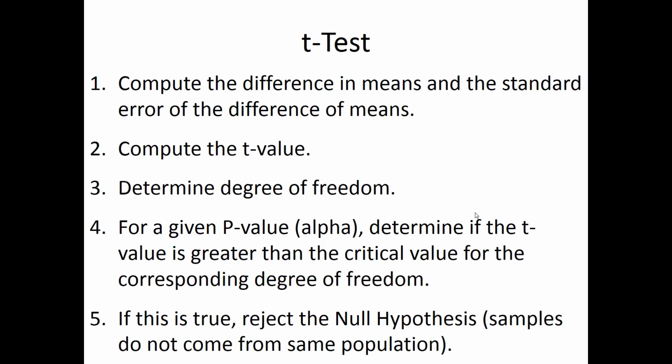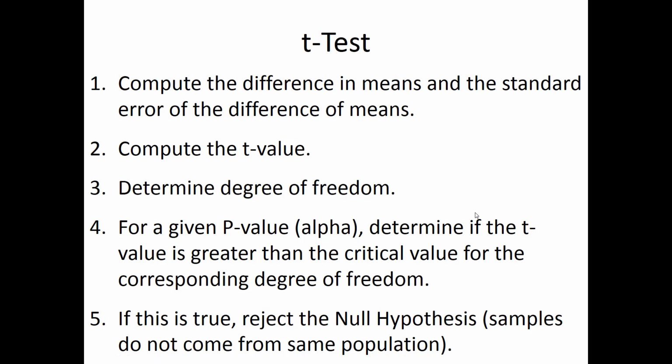So for the t-test, you compute the difference in the means and the standard error of the difference of the means. From this, we can compute the t-value. We need to determine the degrees of freedom to determine the shape of the t-distribution. For a given p-value, or alpha, in our case 0.05, we will determine if the t-value is greater than the critical value for the corresponding degree of freedom.